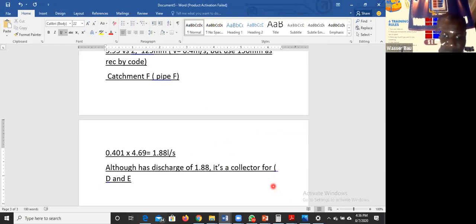Therefore, flow at F is now 1.88 plus, what do you have for D?